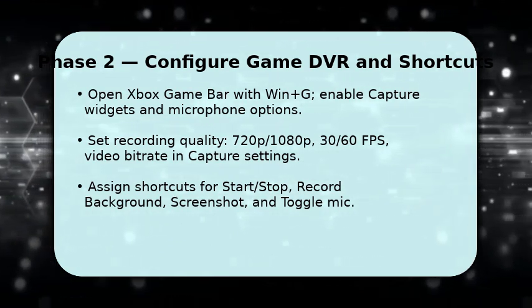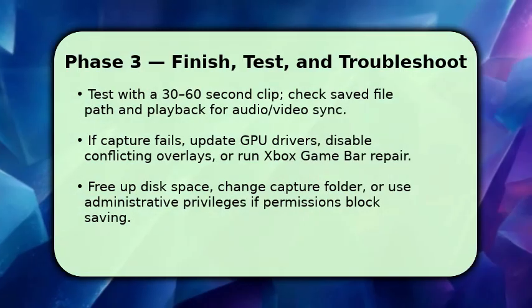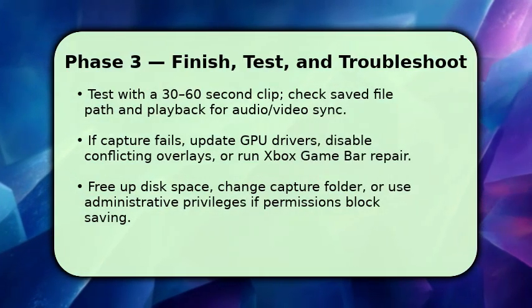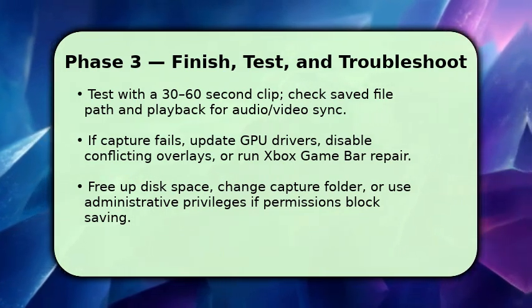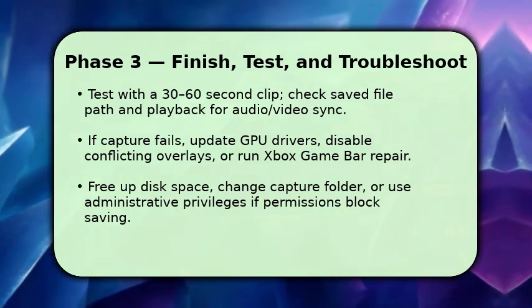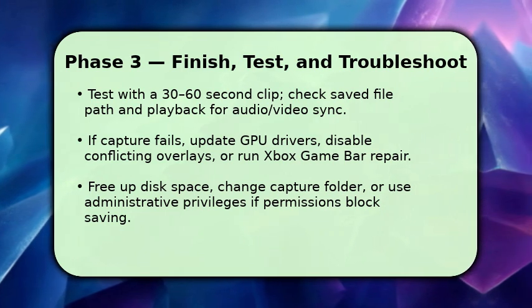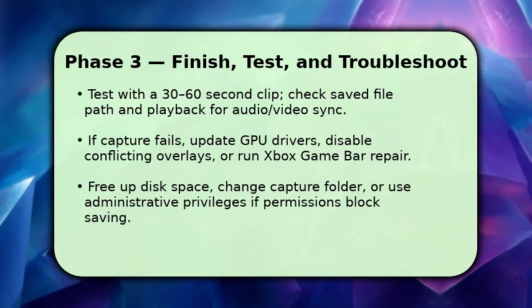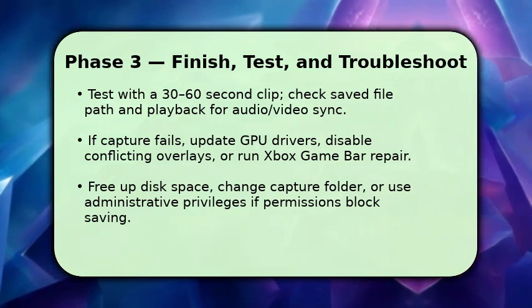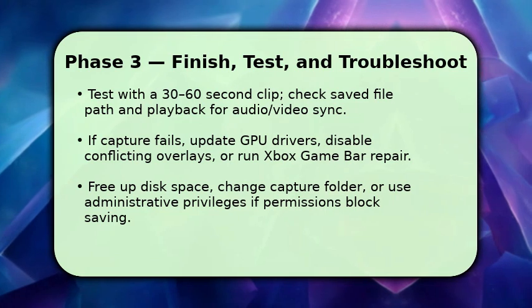Finish by running a short test capture during gameplay and review the clip for audio sync, frame drops, and file location. If recording fails to start, first update GPU drivers and Windows, then disable other overlays like Discord or NVIDIA Shadowplay that may conflict. If problems persist, go to Settings Apps, choose Xbox Game Bar, and select Repair or Reset.